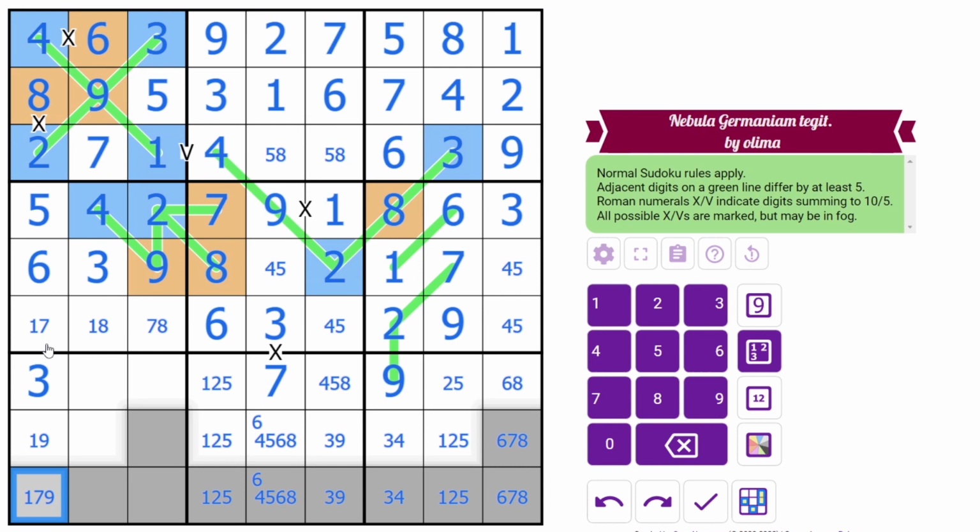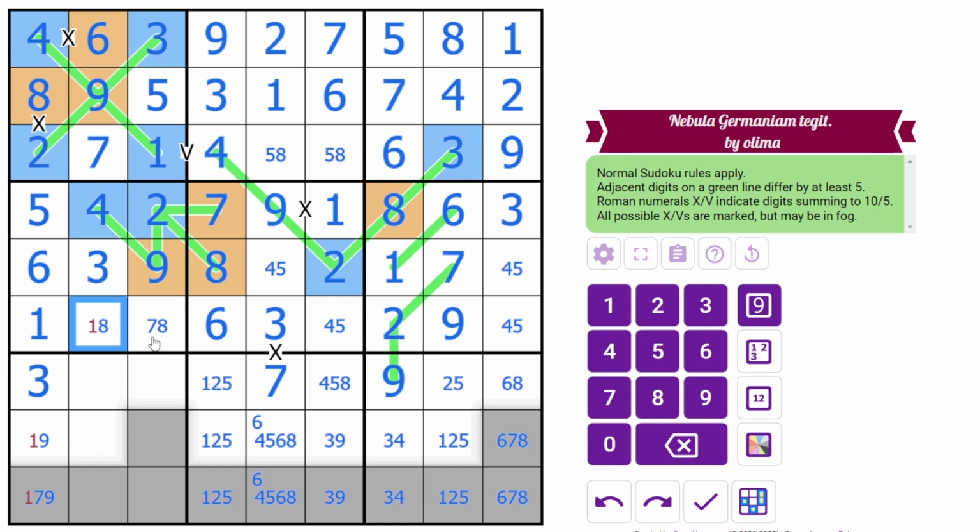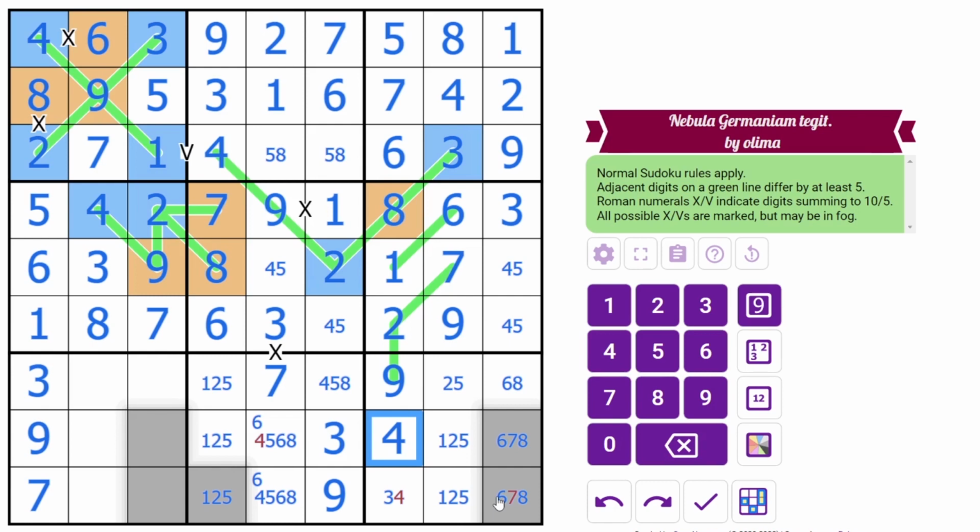Three. This cannot be 7 now because this is 3. Right, so this must be 1. This resolves somewhere over actually. This is 7. Yeah, this is 9. This is 7. This resolves also. This is 3. This must be 9. This must be 4. This must be 3.